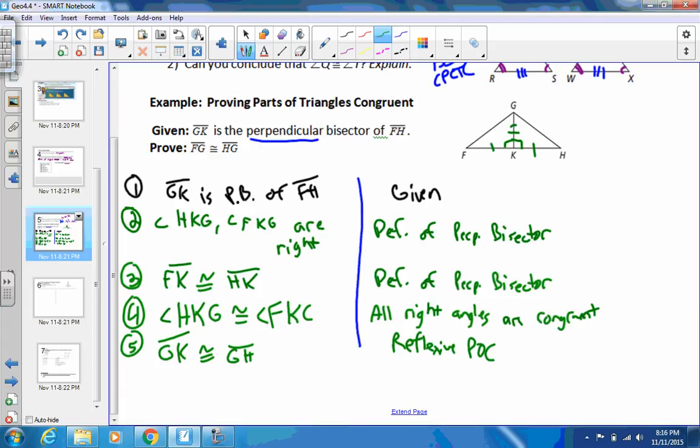Oh, those two triangles are congruent then. Side angle side. So triangle, let's say FKG. Make sure it's in the correct order. For saying FKG, that would have to be congruent to triangle HKG by the angle side or side angle side postulate.